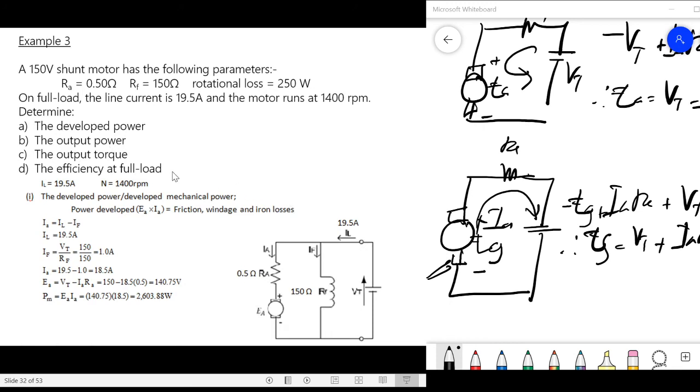Saya suka tengok. Saya suka nota ni sebab example dia banyak. So saya mengharapkan student saya tengok example dalam ni, fahamkan dengan example. 150 volt shunt motor, always nak jawab soalan draw dulu gambar. Draw gambar baru boleh jawab.